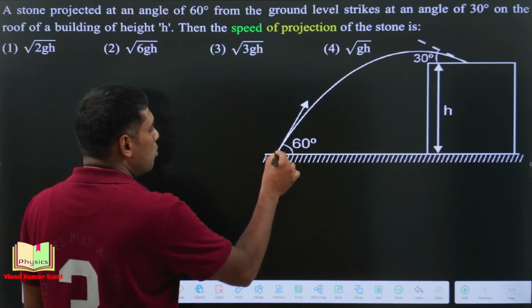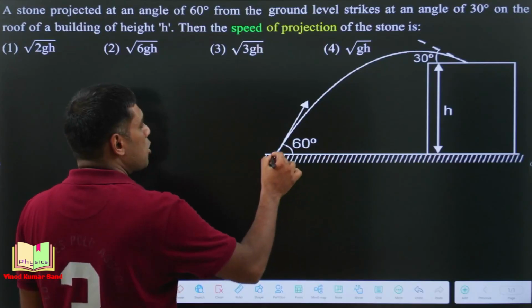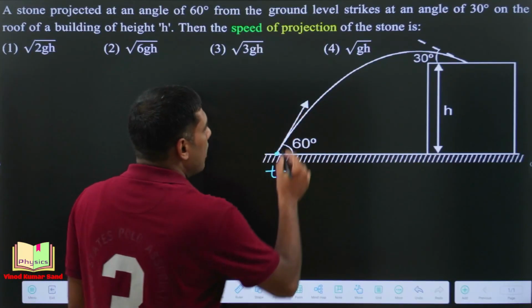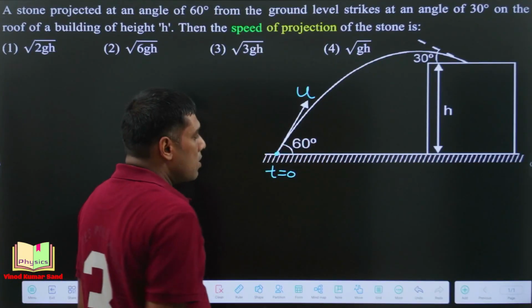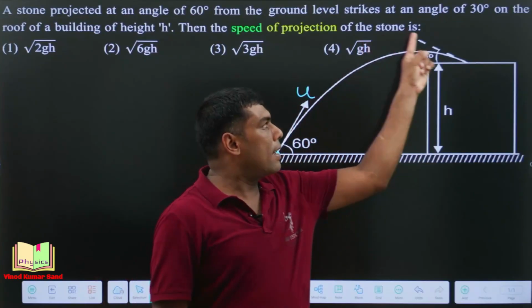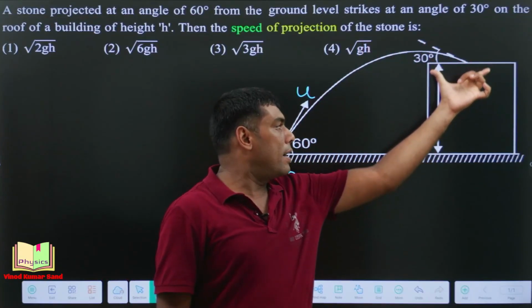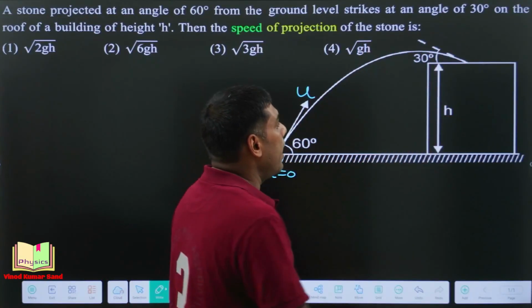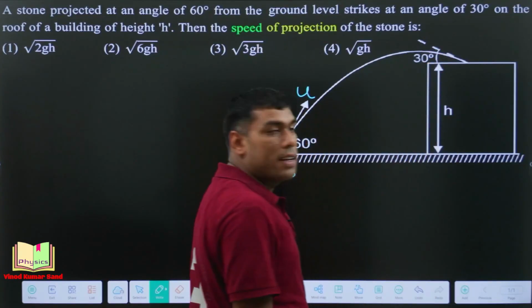At t equal to 0, a particle is projected from the ground like this. Let's say its initial speed is u. Now the particle hits here. The building has a height h and this angle is given as 30 degrees.